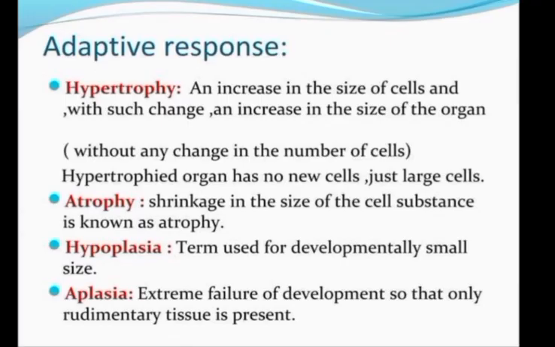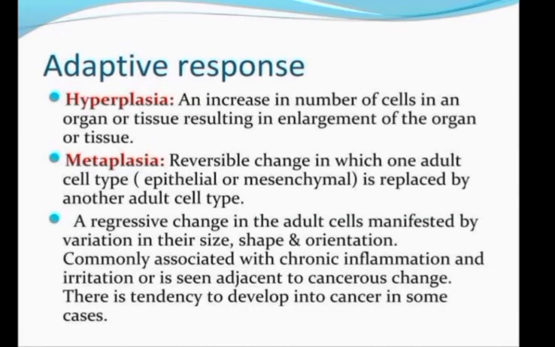Hypoplasia means small size of the cells. Aplasia means extreme failure of the development of the tissue. Hyperplasia means an increase in the number of the cells. Metaplasia is a reversible change in which one adult cell type is replaced by another adult cell type.